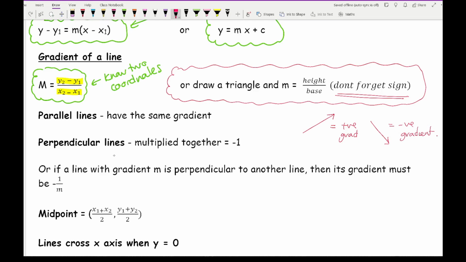The next thing to remember is that parallel lines have the same gradient, and perpendicular lines, as already mentioned, when multiplied together equal -1. Or if a line with a gradient of m is perpendicular to another line, then its gradient must be the negative reciprocal, -1/m.